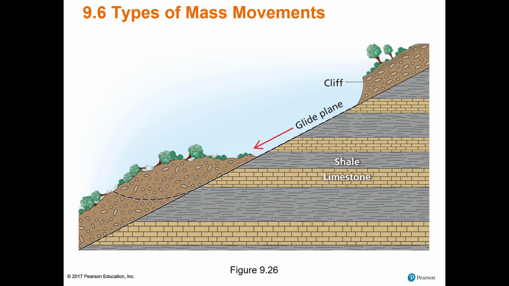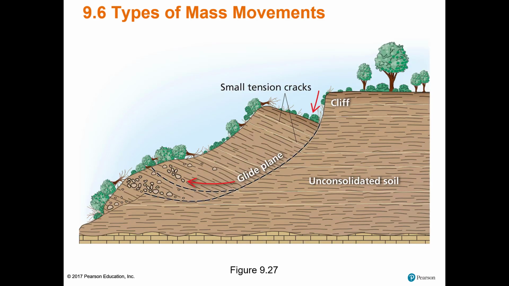So here's an example showing you that breaking off and the movement that's depicted in the bottom. You can see the trees are uprooted, and it was a sudden movement that then left behind this cliff. Here's a glide plane, and you can see that there are small tension cracks. Again, a cliff is left behind. It is not broken up as much as the last slide.